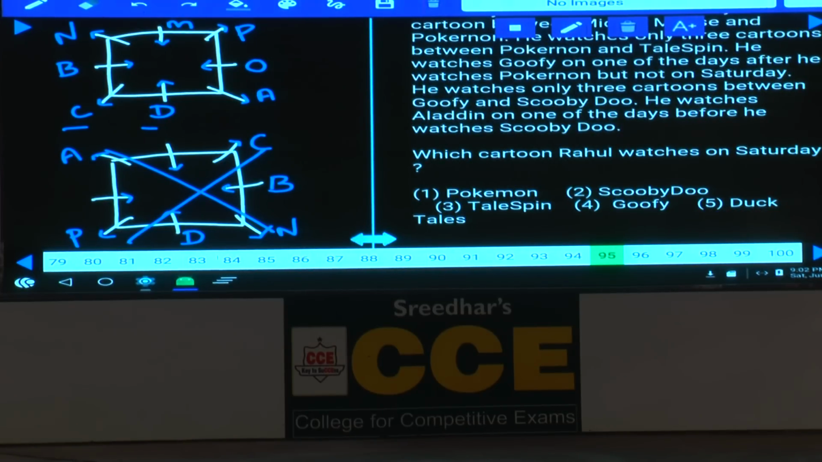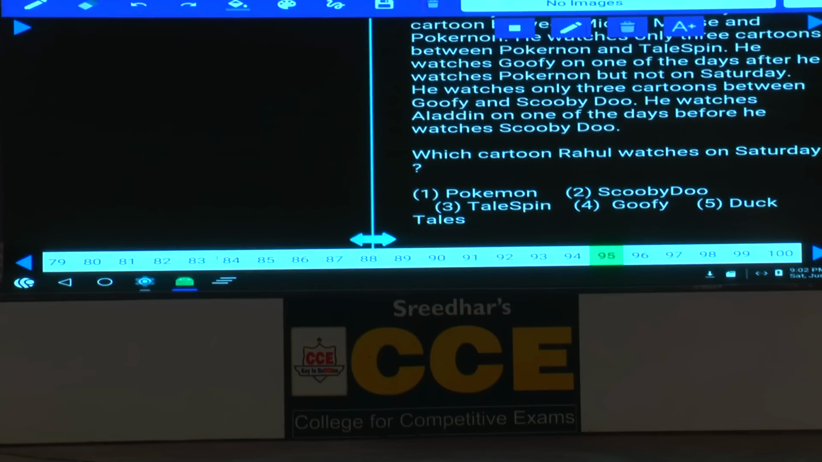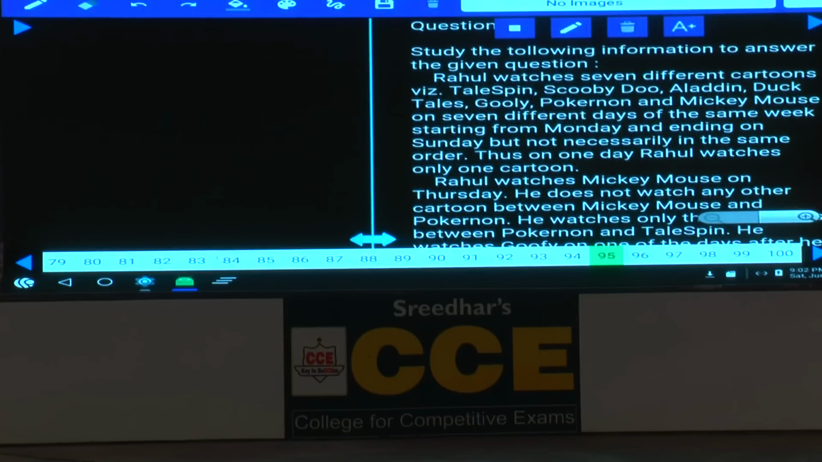Then question numbers 95 onwards, 95 to 99. Now it is based on another puzzle here. Rahul watches 7 different cartoons: Tailspin, Scooby-Doo, Aladdin, Duck Tales, and so on, on 7 different days of the same week, starting from Monday and ending on Sunday.